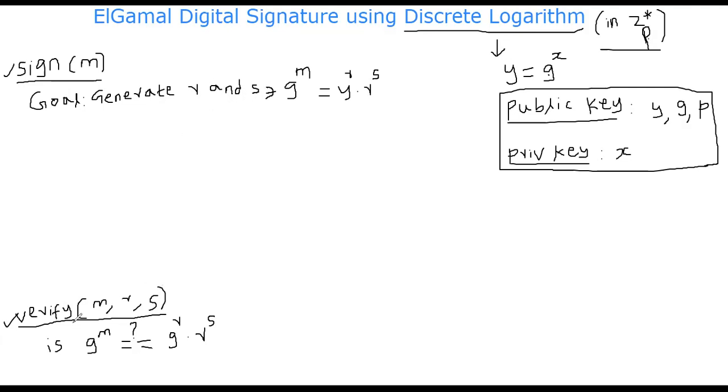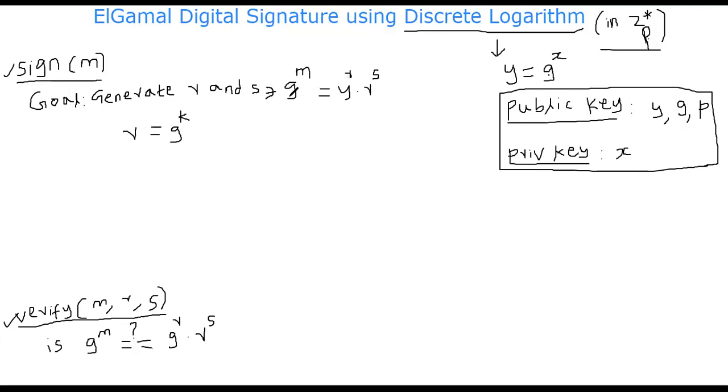Now the question is, how do I find R and S? The verification requires R, S, and M. You can imagine M itself is not confidential, which is why you are passing M in the clear to the verifier. In order to find R and S, we proceed as follows. We generate a random number K first, and then we compute G power K in mod P. I'm not writing mod P again and again unless it's a different mod. You can imagine it is mod P. So R is randomly generated because K is randomly generated. G power K mod P will give you R.